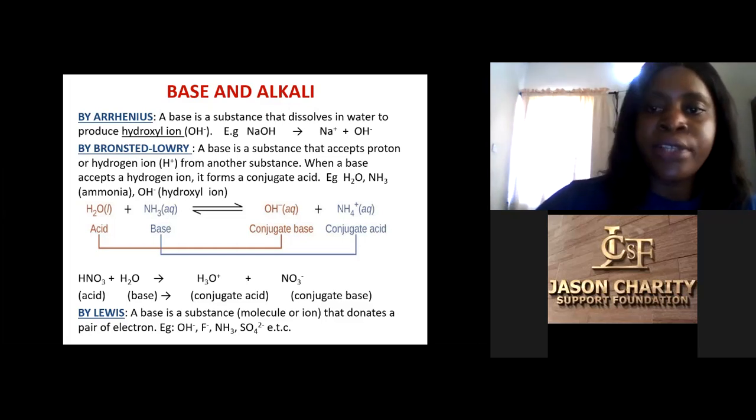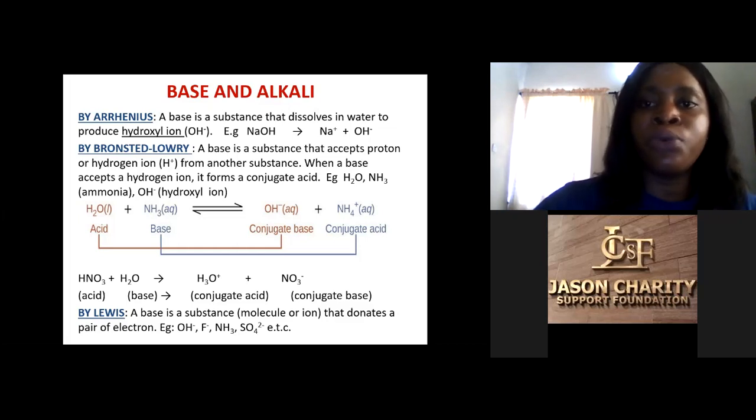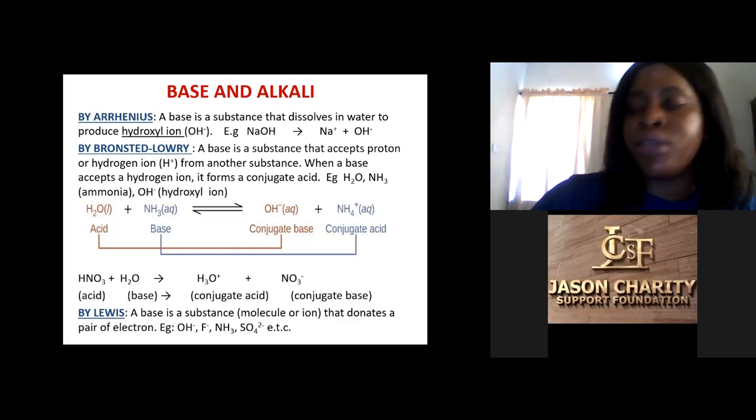As you can see, we said the acid is a proton donor, and the base is a proton acceptor, as proposed by Bronsted-Lowry. So when the water dissociates, it will produce hydrogen ion and then hydroxyl ion. The hydrogen ion will combine with the base to form a conjugate acid, and then the hydroxyl ion will now be the conjugate base in the reaction.